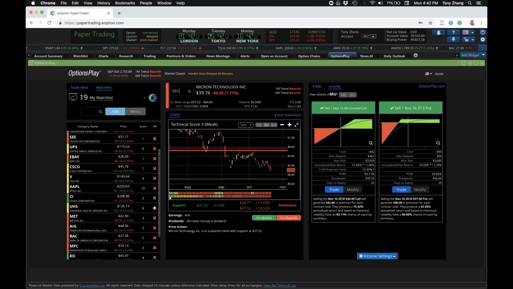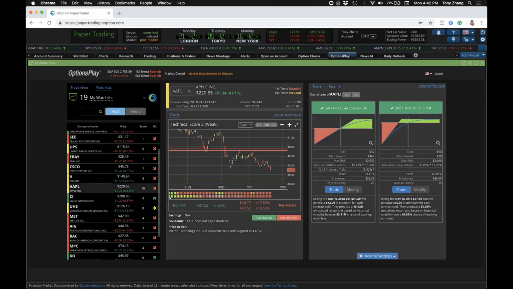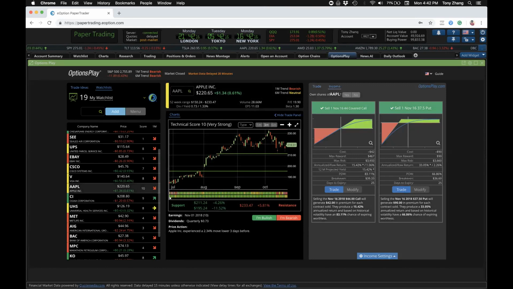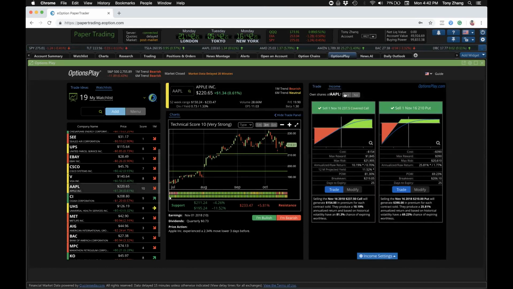So what I'm going to do is I'm going to go over to, let's say, Apple. And the reason I'm pulling Apple is simply because I would imagine that most of you probably own some Apple shares in your account. So I want to look at two strategies. How can you sell some covered calls to generate income if you own Apple, or how can you short some puts if you want to own Apple?